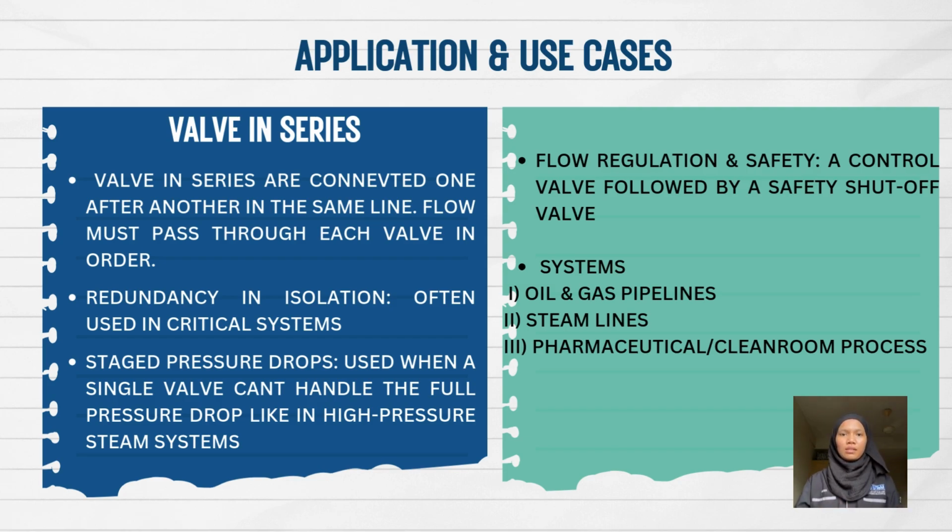For example, in oil and gas pipelines, isolation valves in series ensure zero leakage during maintenance. In steam lines, a pressure reducing valve plus a back pressure valve. In pharmaceutical clean room processes, series valves ensure sterile barriers between zones.